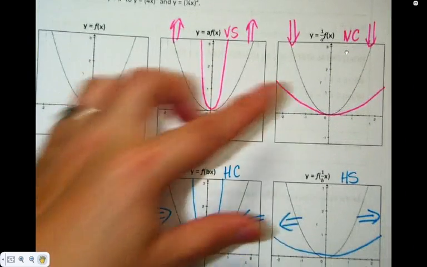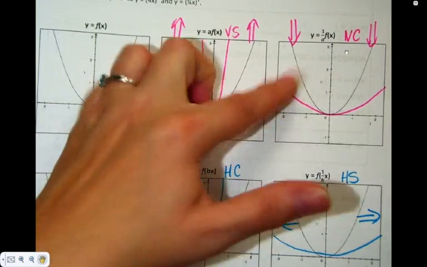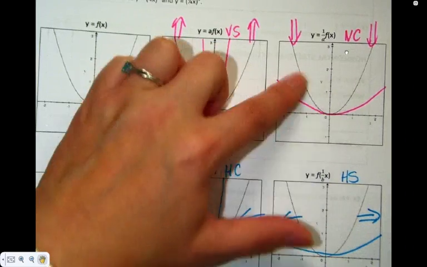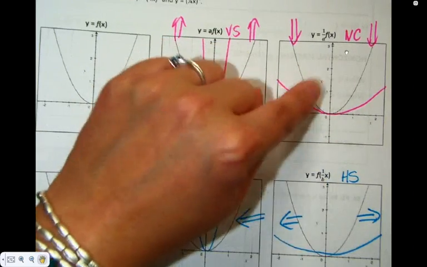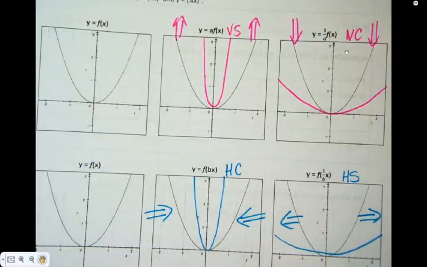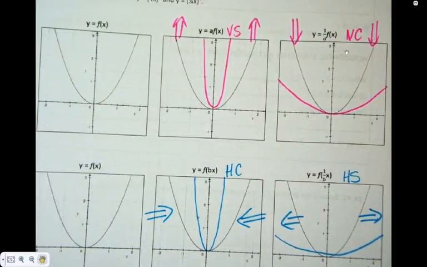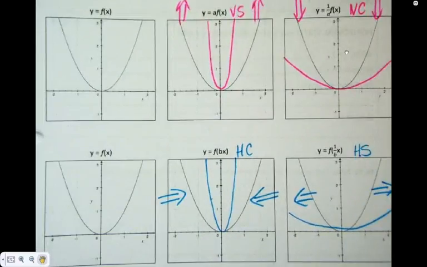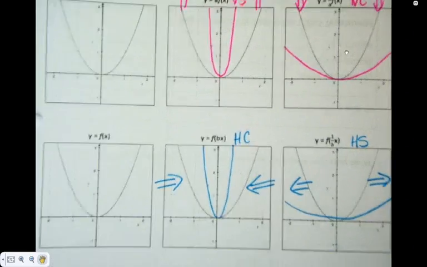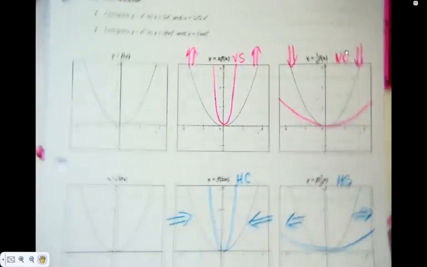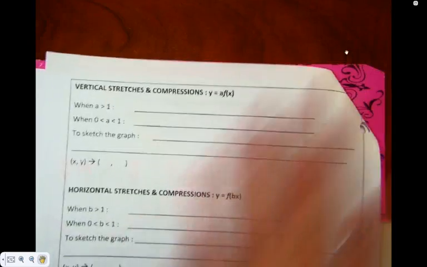And again, if we compare the vertical compression and the horizontal stretch, they tend to look alike because they both have a flattening effect. This is affecting your y values. This is affecting your x values. So it's just changing a different part of the point. Okay, there's some theory. Let's talk about how I graph this, what I am doing.